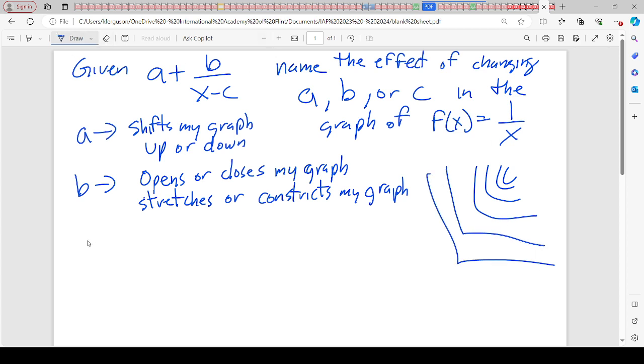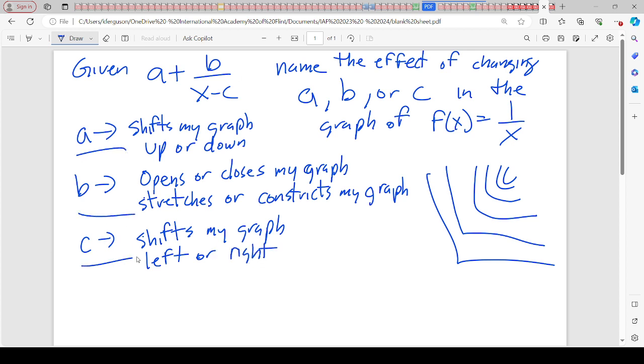Okay. And then C. C shifts my graph left or right. So it's just about saying one of those facts. Just put that nugget in your head, remember it, write it down. So given a plus b over x minus c, name the effect of a, b, or c. Well, there's the effects of a, b, or c.